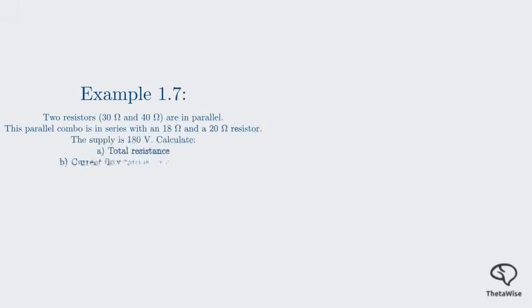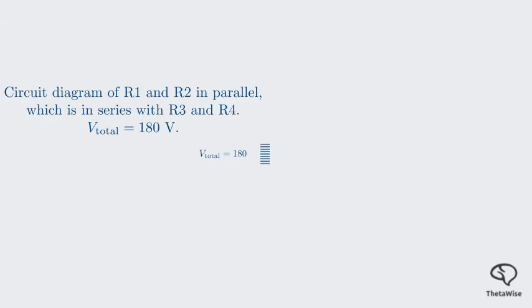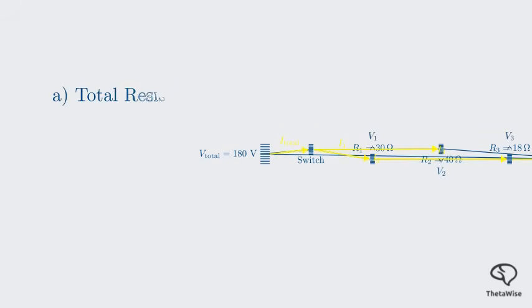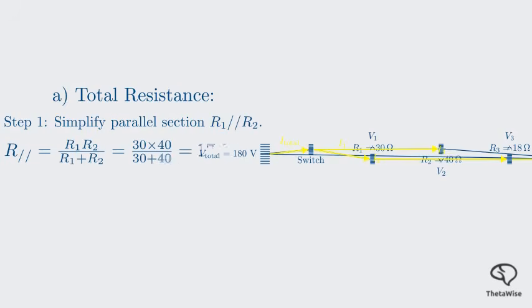Let's work through an example to see how this works in practice. Here's the diagram. We have R1 and R2 in parallel, and this combination is in series with R3 and R4. Our goal is to find total resistance and all the individual currents. First, let's simplify the parallel part. We'll use the product over sum rule. The equivalent resistance for the parallel combination of R1 and R2 is 17.143 ohms. We call this R parallel.